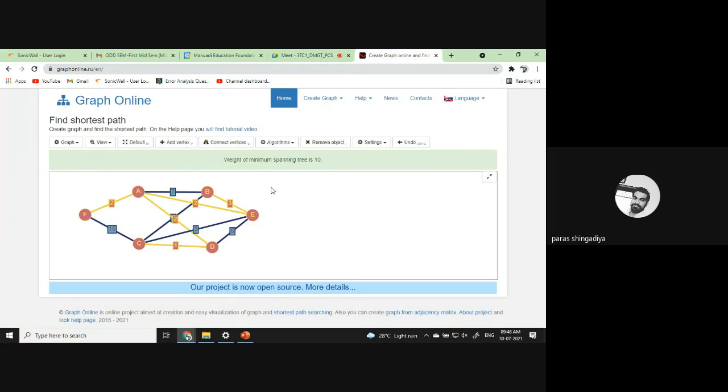So you can verify your answer by using this, whether it is correct or not. Clear? Just draw the graph as given in your book, or in your assignment. Just draw it here and then verify your answer. You can use these options to derive it. Clear?